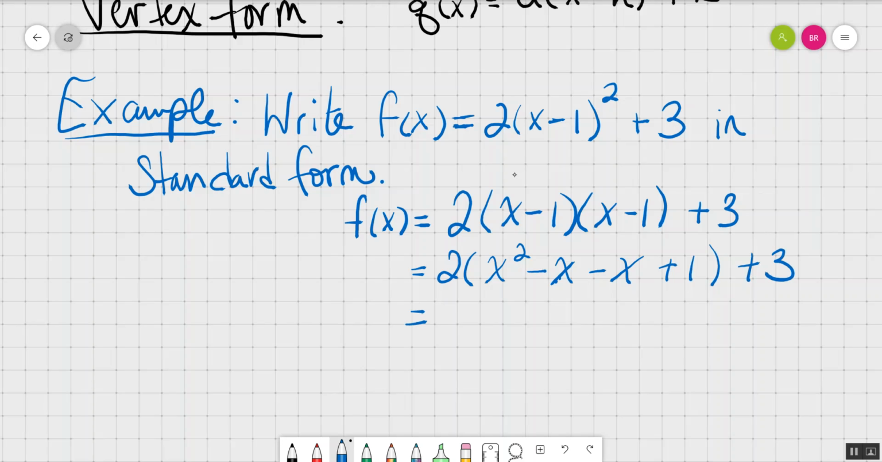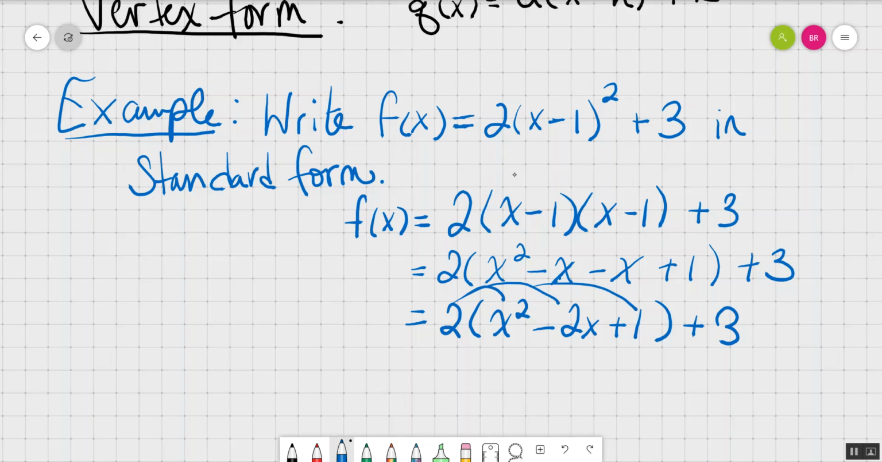Let's distribute in that 2, multiplying everything by 2. Actually, before that, let me combine like terms because that'll make this simpler. I have x squared, two negative x's, and a plus 1. There we go. Now I'll distribute. So I have 2x squared minus 4x plus 2, and then I have a plus 3.